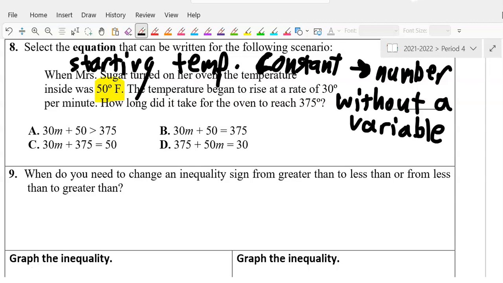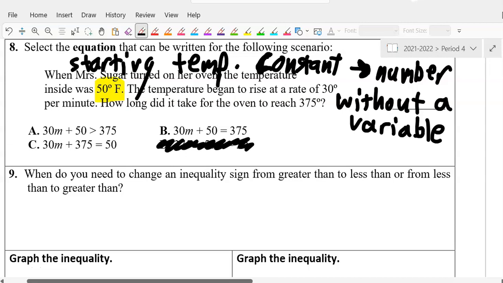A. Yeah, A has it. B has it. No, not all 4. Okay, let me say it again. Which one has 50 all by itself without a variable next to it? A, B, and C. D does not have 50 by itself because it's got 50 in. See that? So we can cross off D. It's not going to be D.